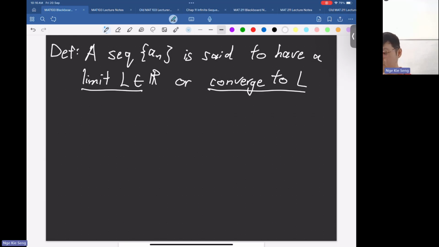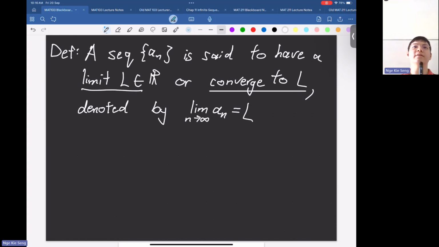Okay, so both refer to the same thing. When I say converge to some number, meaning it has a limit. So how do we write this? We write it as limit n to infinity of a_n equals L. The limit of a_n is equal to L. So what sort of limit? You take n to infinity. Every symbol here has a meaning, so make sure you know.